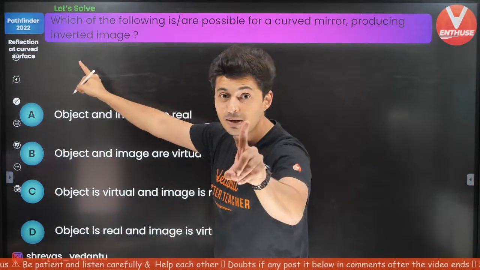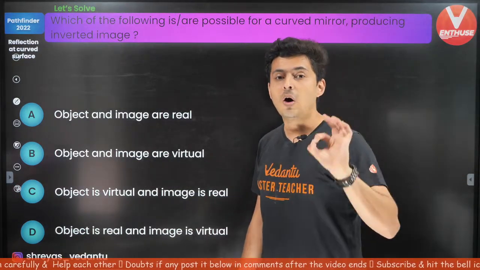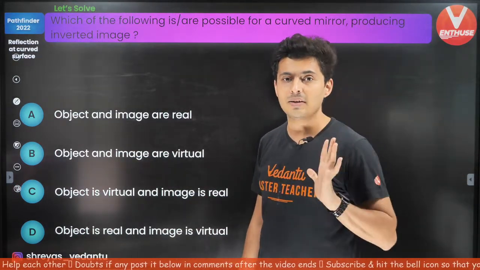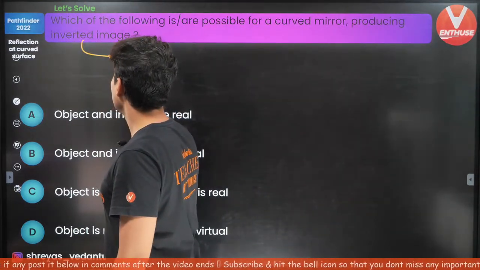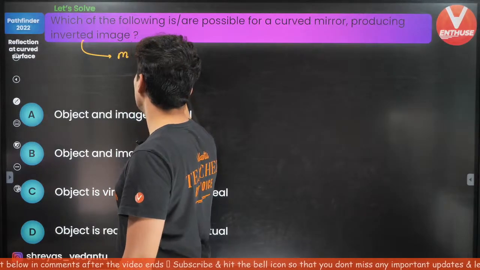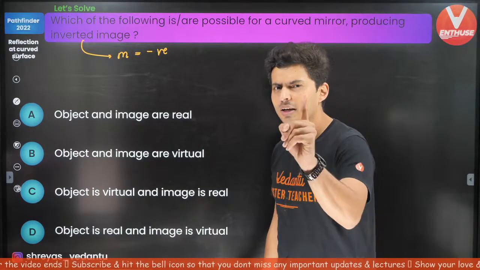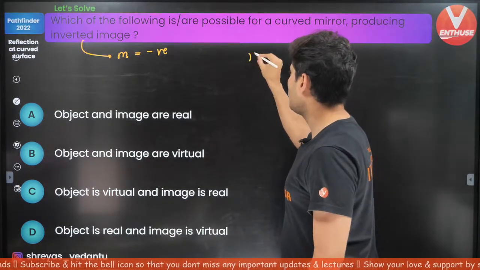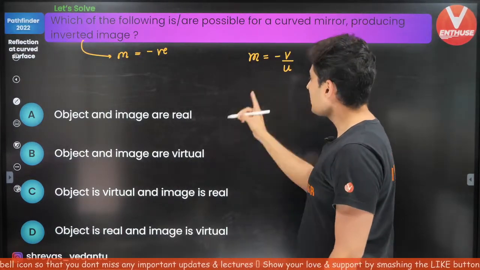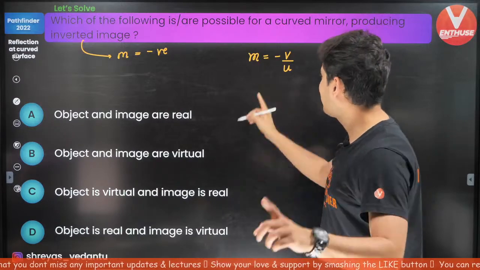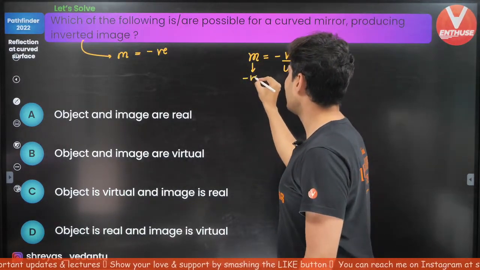See, the image is inverted. And what did I tell you about inversion or being erect? It's all determined by magnification. So, if the image is inverted, that means the magnification is for sure negative. Got it? But what is the formula for magnification? The formula for magnification is minus V divided by U. Now, if M itself is negative, think about it.